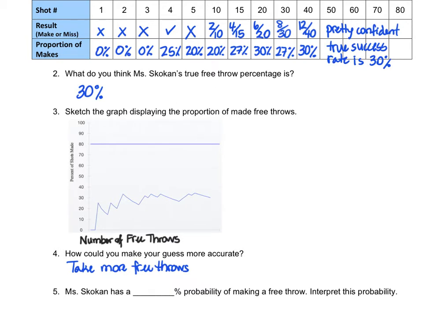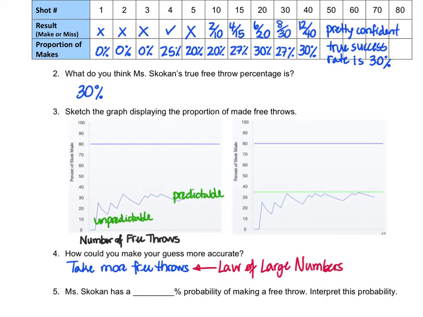How could we make our guesses more accurate? We could take more free throws, because the longer we do this, the better picture we get of what's actually going on. This is called the law of large numbers. And the law of large numbers basically says that although an outcome of a chance process is unpredictable in the short term, in the long term it becomes predictable and approaches the true probability. In this case, the true free throw success rate. As it turns out, I stopped too soon because I was not right when I made my estimate. The true success rate was 35%.